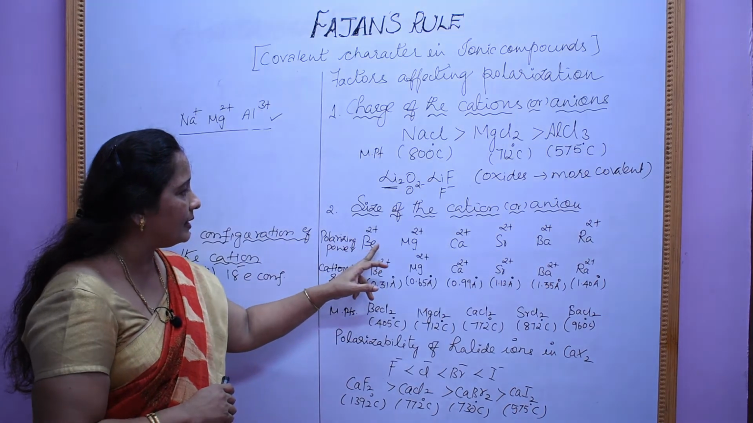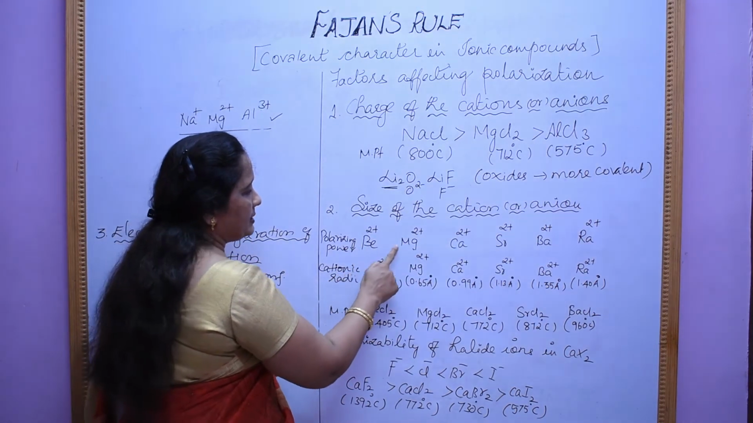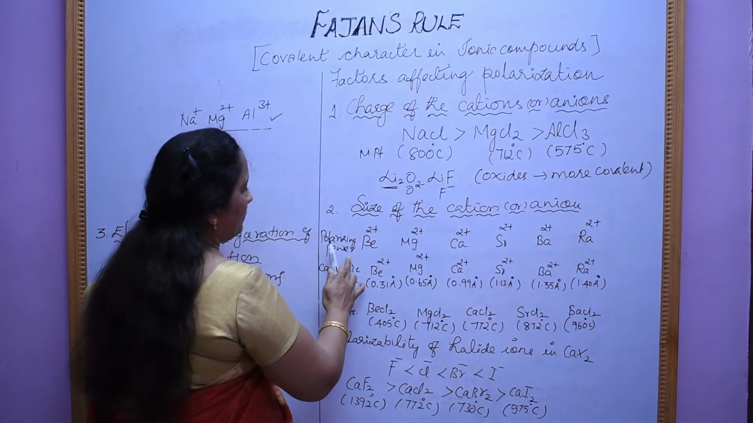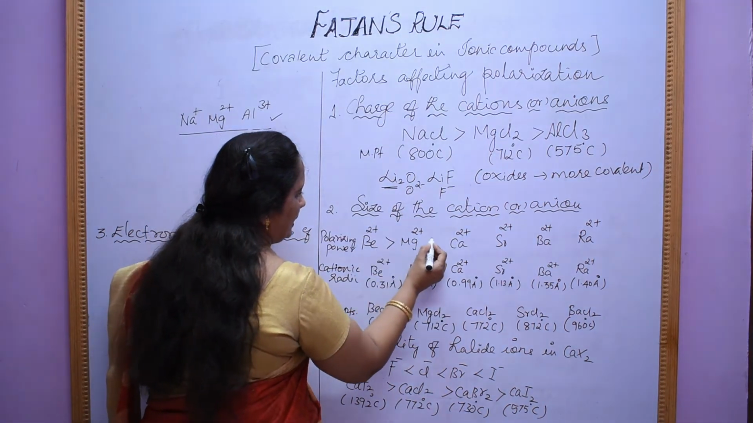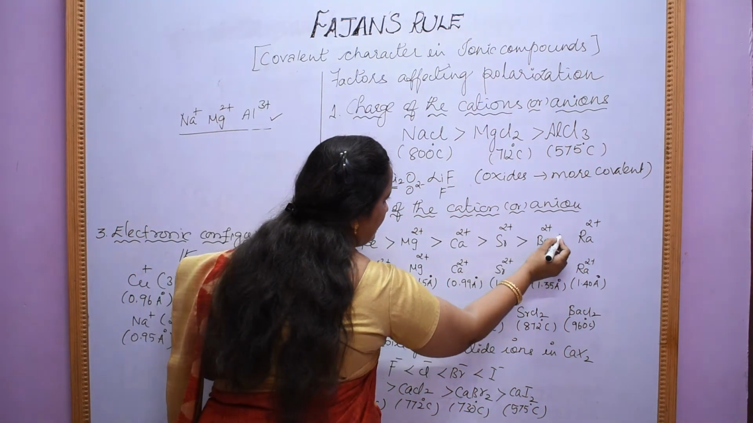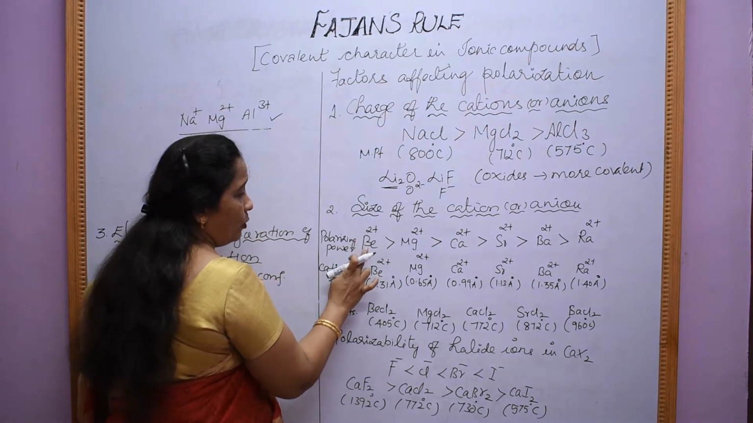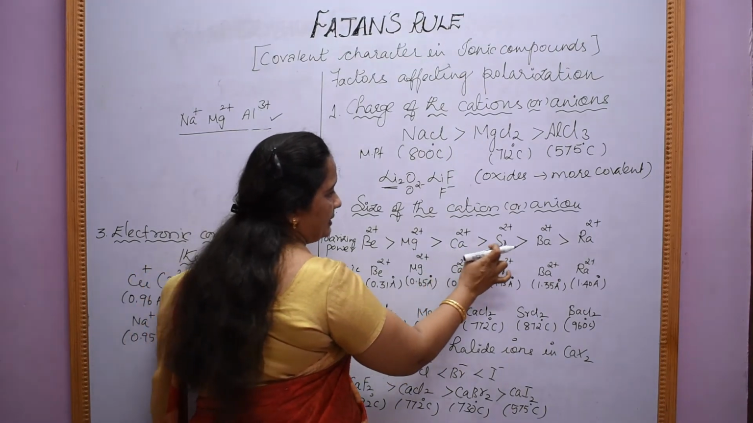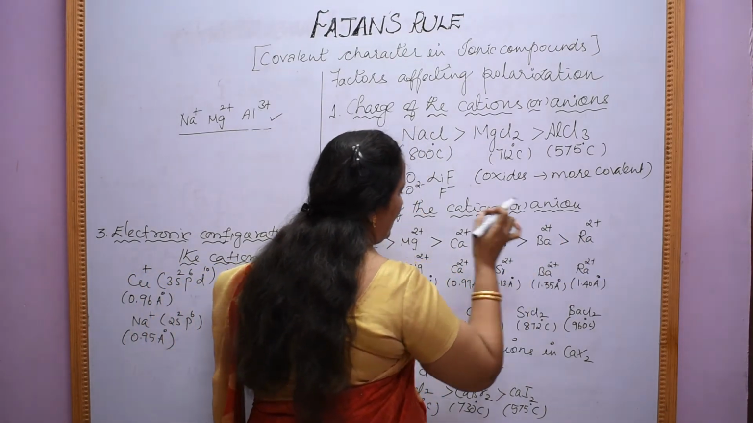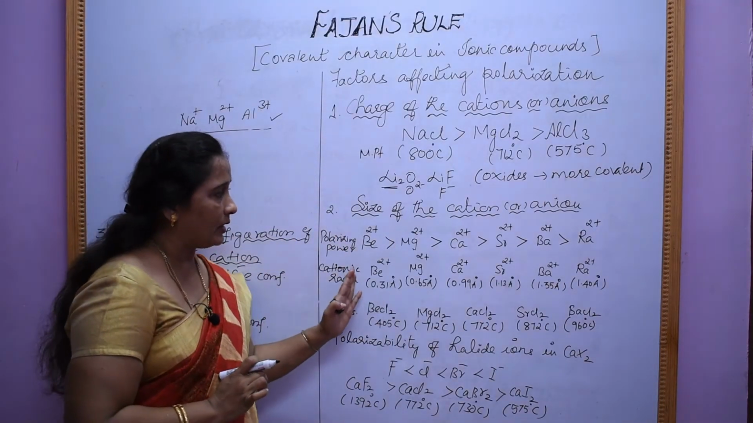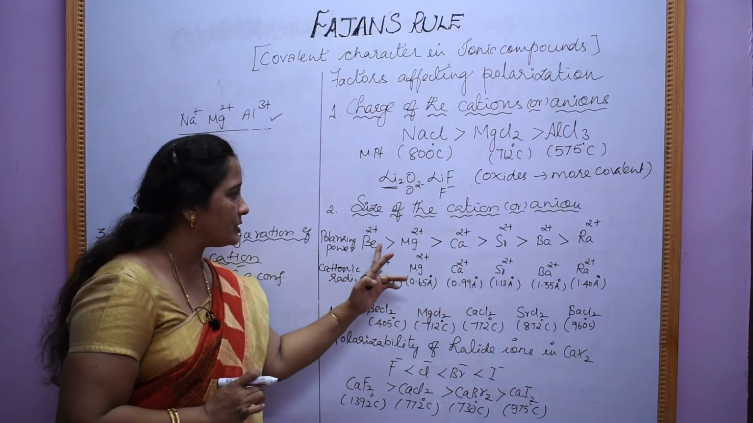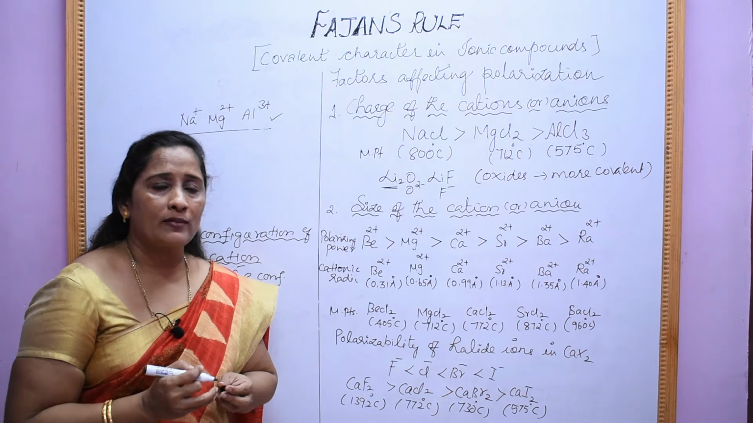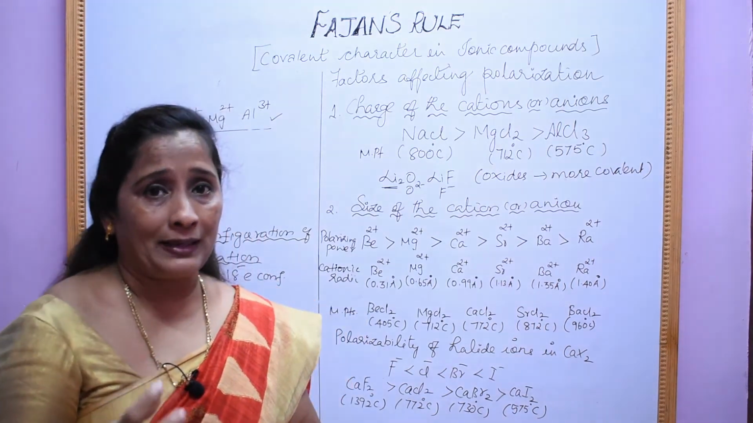So now let us take these metal ions, Be2 plus, Mg2 plus, Ca2 plus, strontium, barium and radium. You see that the polarizing power is in this order. That means Be2 plus has more polarizing power when compared to Mg2 plus, then Ca2 plus, then comes Sr, then barium, and then radium 2 plus. So what is the reason for that? Why is the polarizing capacity of Be2 plus more when compared to barium or radium? The reason is the size of the metal cation, right?